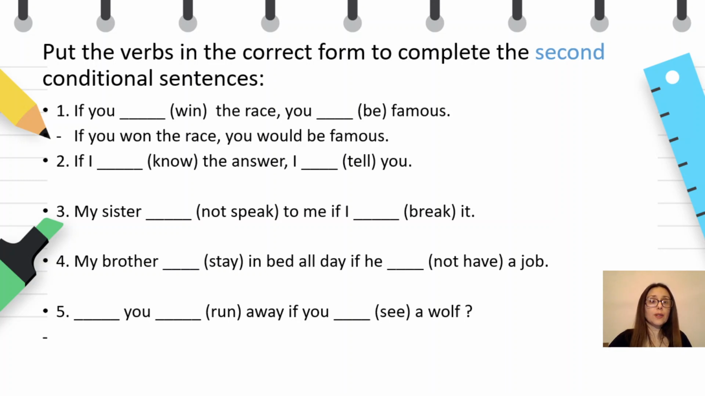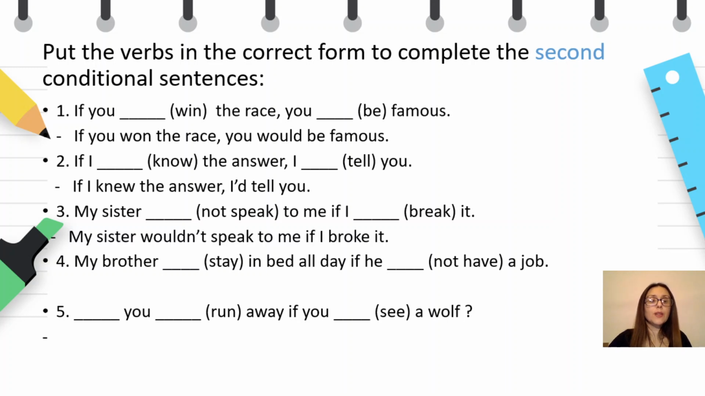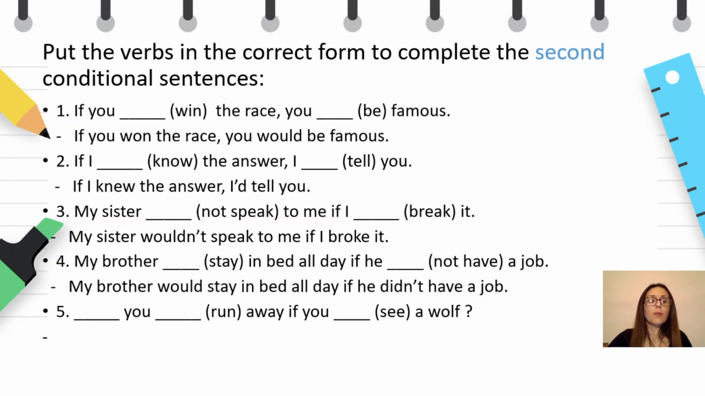Let's take a look at the first sentence. If you won the race, you would be famous. The second one. If I knew the answer, I'd tell you. The third sentence. My sister wouldn't speak to me if I broke it. The next one. My brother would stay in bed all day if he didn't have a job. And the last one. Would you run away if you saw a wolf?